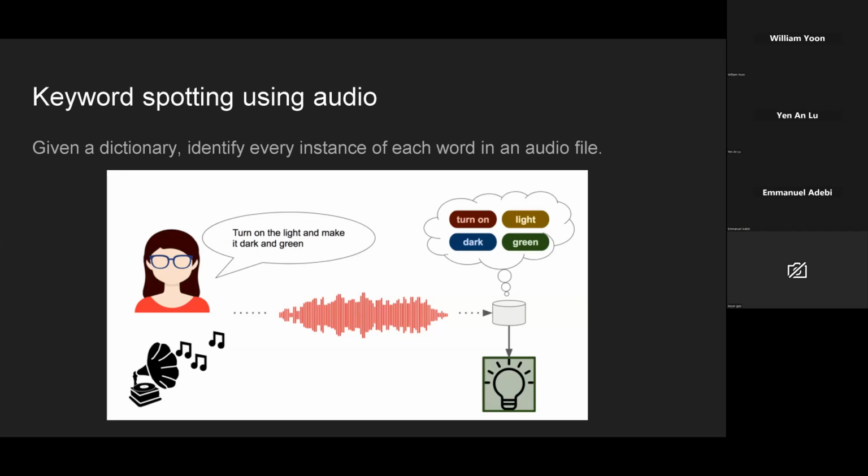And so you would provide some type of model, a dictionary, given keywords and phrases: turn on, light, dark, and green. You would then run the audio through your model and you would be able to identify every single word and where it was identified. This is seen inside devices and technologies such as Siri, Alexa, and ad generation, and it's very up and coming, and it's going to be really integrated in Internet of Things.